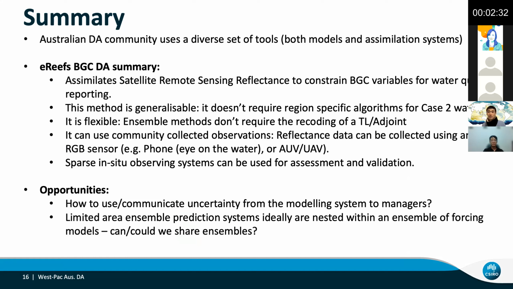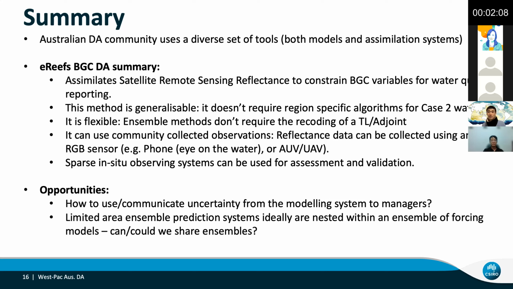We don't require bespoke regional algorithms for satellite ocean color to give us estimates of CDOM and TSS and chlorophyll. We can back that out using reflectance with the model. The nice thing is the ensemble methods don't require the coding of a tangent linear or adjoint, so it's quite flexible and we can tweak the system fairly quickly.